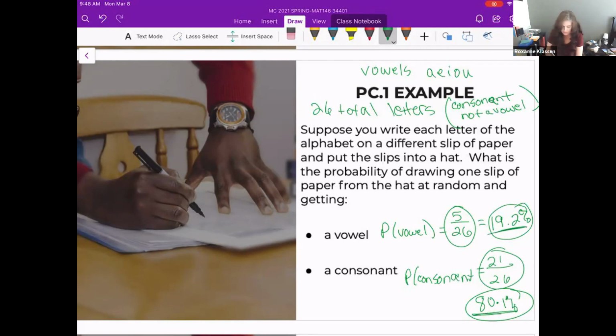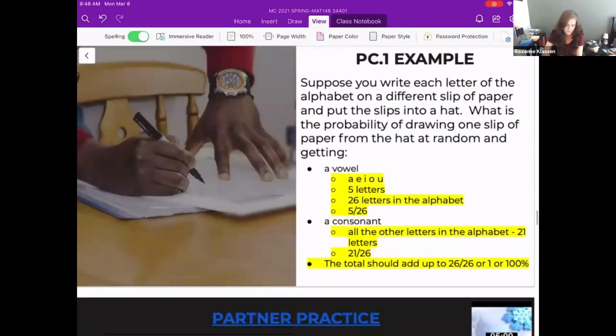Oh, because first of all, this should be 80.8. In order to make 100, don't you have to be like 26 divided by 26 in order to make 100? Yeah. Yep. So if we add 5 over 26 plus 21 over 26, we're going to get 26 over 26. But sometimes when we round, it's not exact. So be careful on your percentages, right? So it might not be exact when you do your percentages.